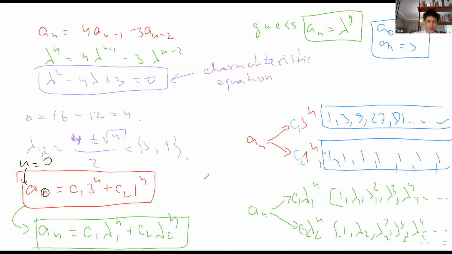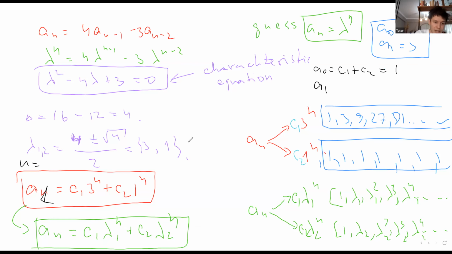More generally, if you plug in n equals 0 here, the lambda powers just become 1, so you forget about them. You just get that a0 is always C1 plus C2. So C1 plus C2 is always going to be the first term in the sequence. So I can write down how I would solve it: I look at the starting conditions, and I say that a0 is equal to C1 plus C2, and is equal to 1. Okay, now what about a1?